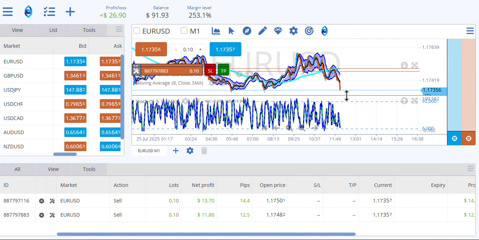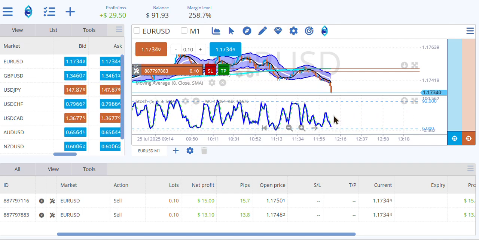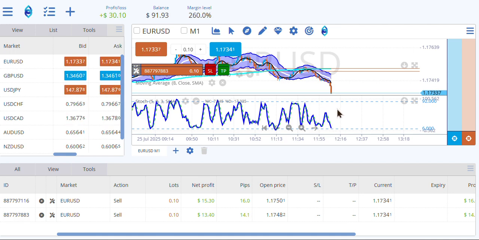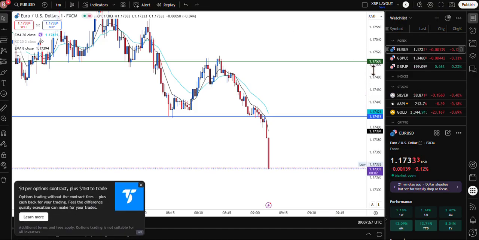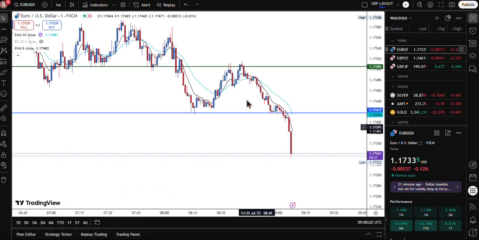Let's see. So it's in the down. So it's going to do a zigzag. So it has to come back up. But so far it's down. I can take my money and go. But we're just going to hold it. Oh, look at that. That's nice.